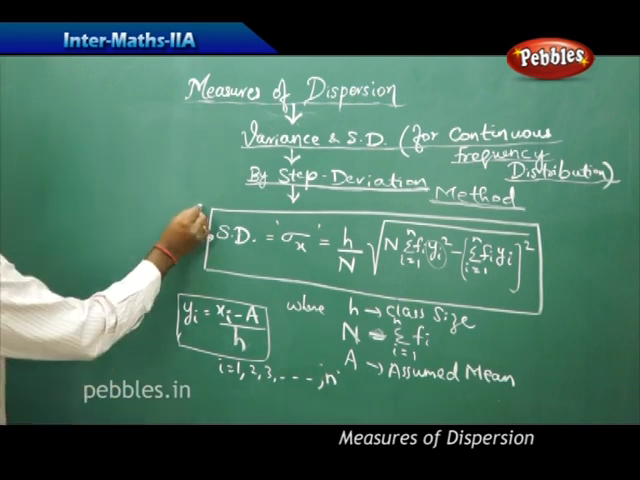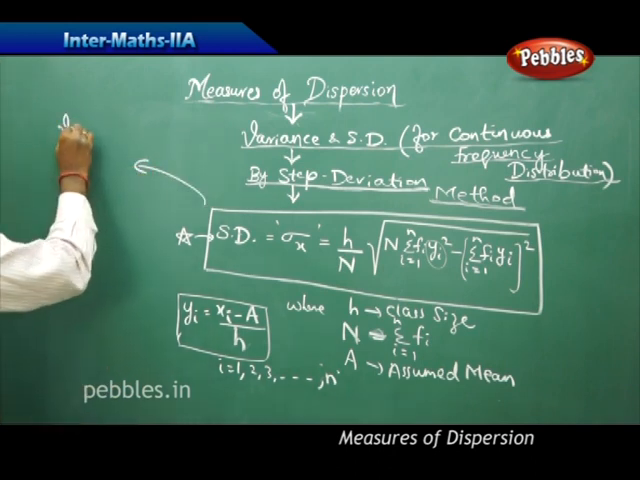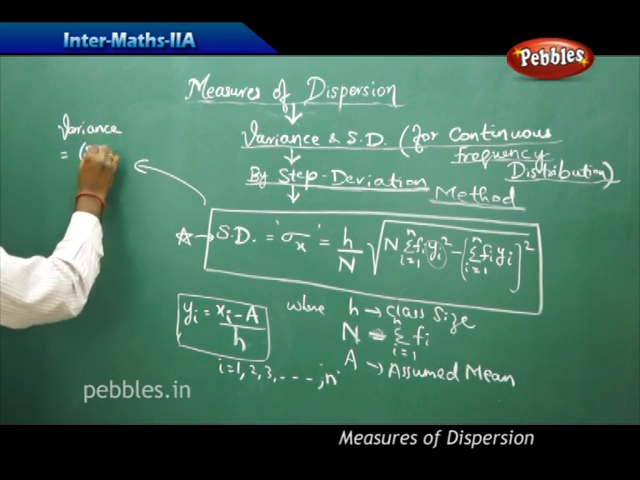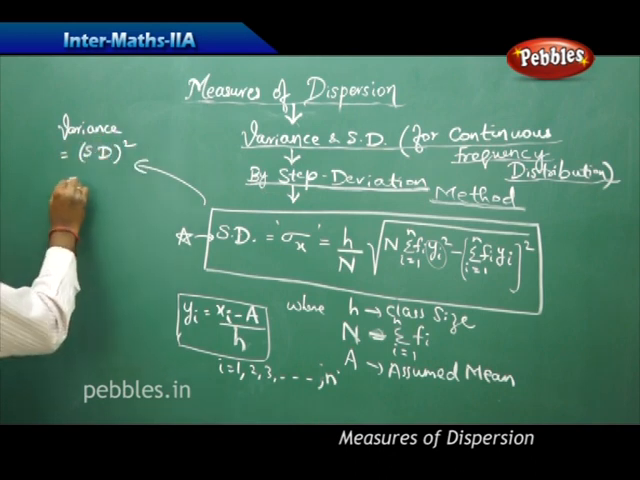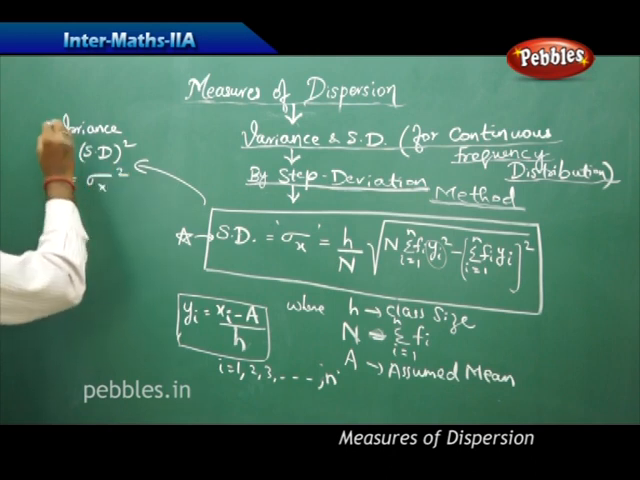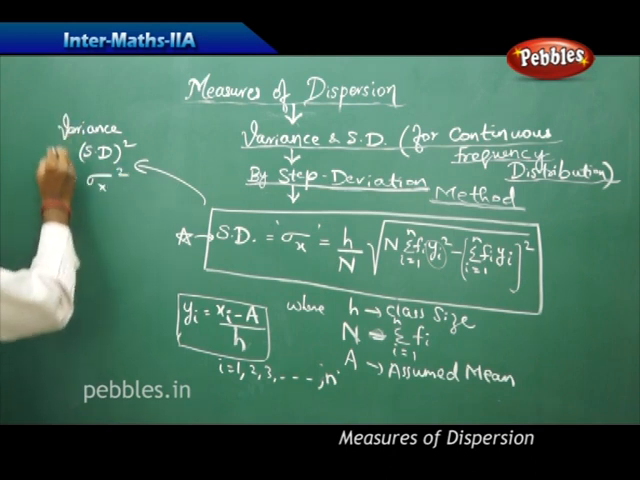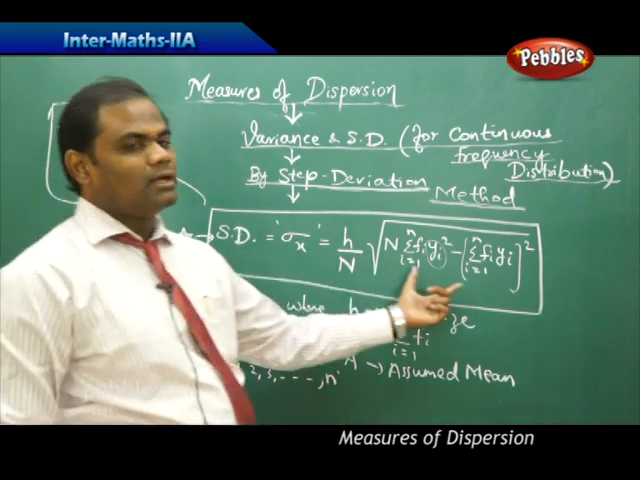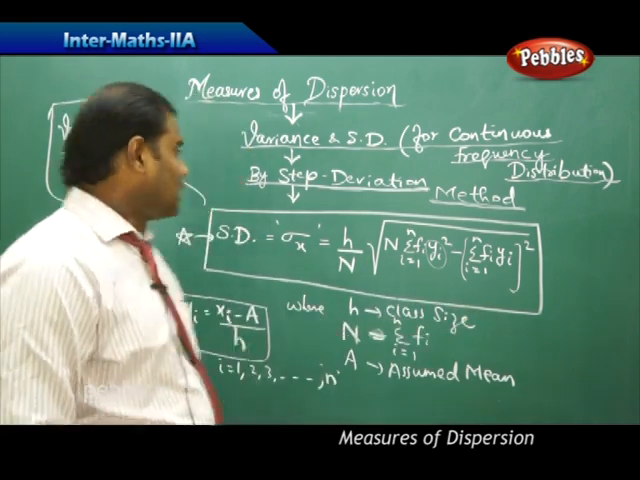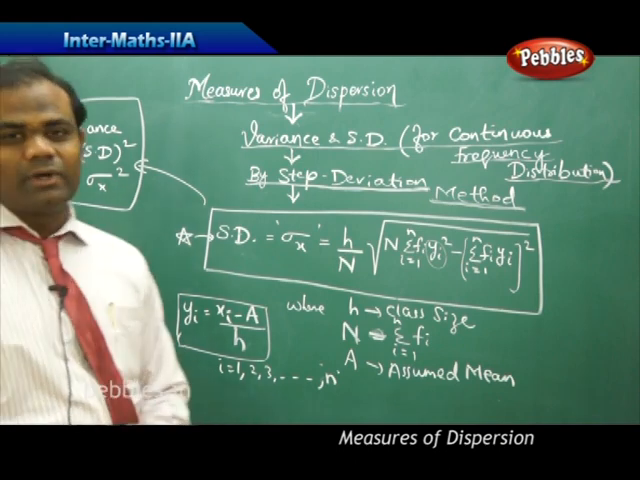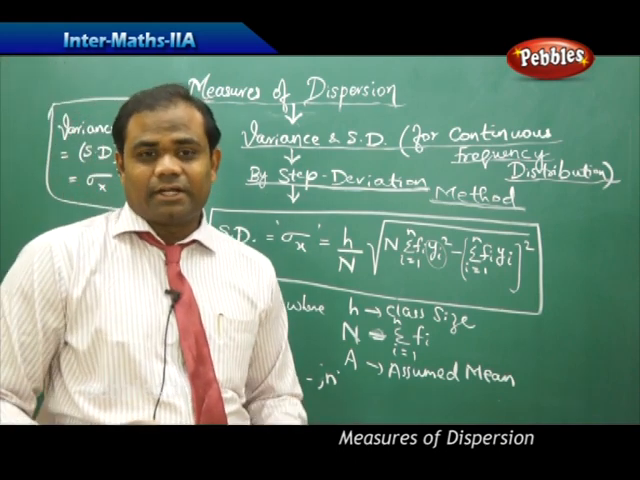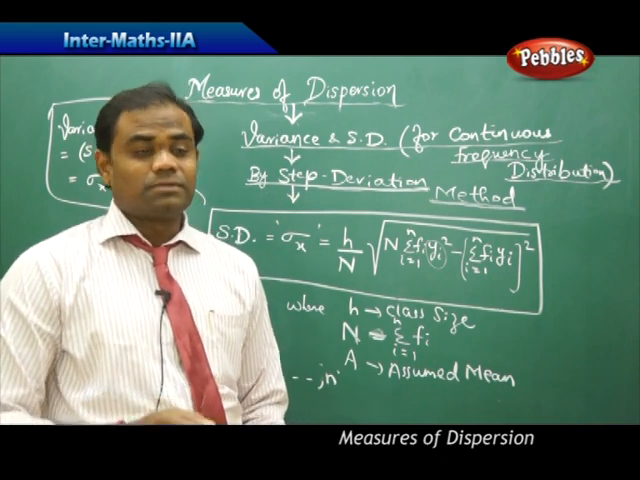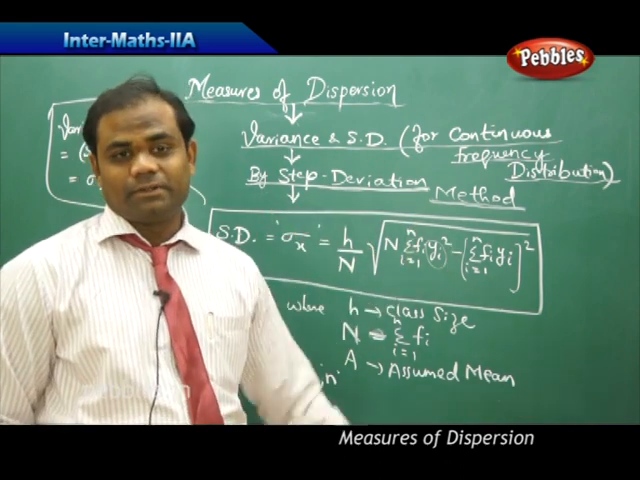And note, if I know the standard deviation, then I can easily find the variance, because variance is the square of the standard deviation, that is sigma x whole square. So once I find the standard deviation using this formula, I square it and I get the variance. This is how we understand the variance and standard deviation for a continuous frequency distribution table using the step deviation method.